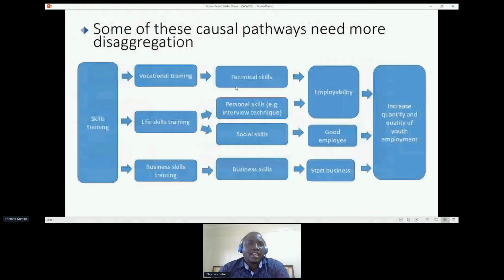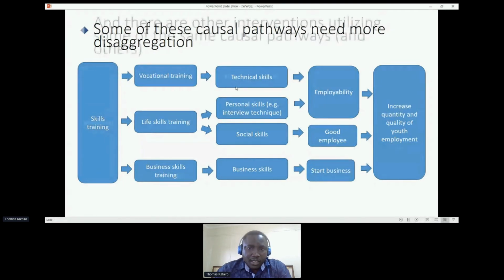Another causal pathway, which is a bit more complex compared to the first one, is this one. So we have skills training, which can be vocational training, life skills training, business skills training, and these lead to social skills, business skills, life skills, hard skills, and these tend to lead to employability, then a good employee, and when it comes to business skills, it can lead to self-employment, which also increases the quantity and quality of youth employment.